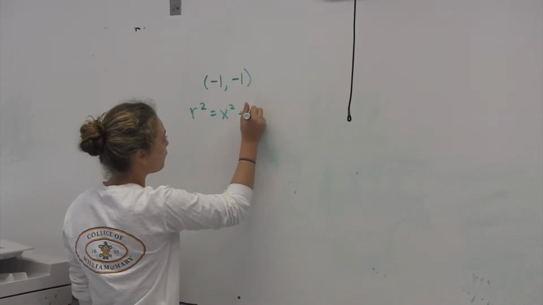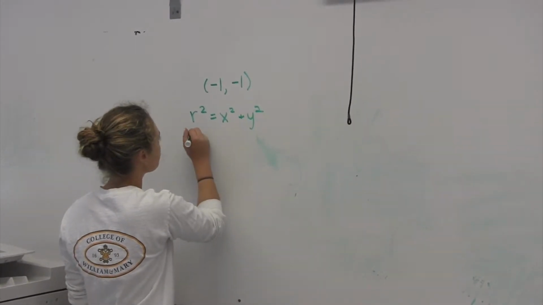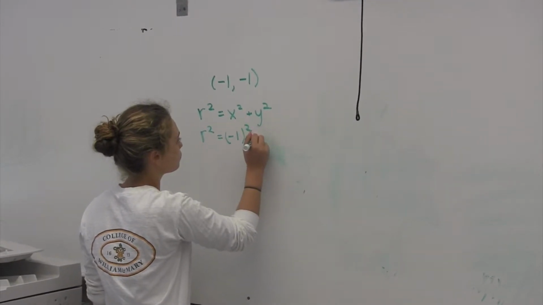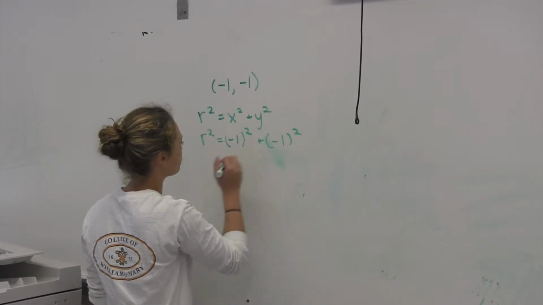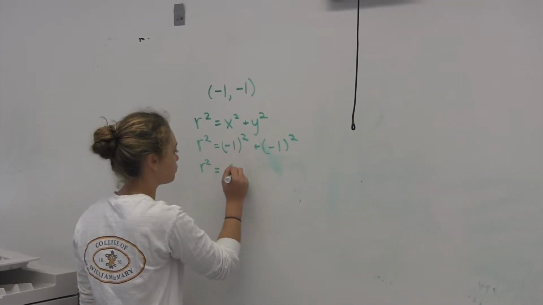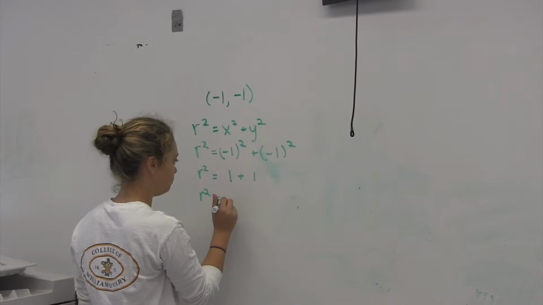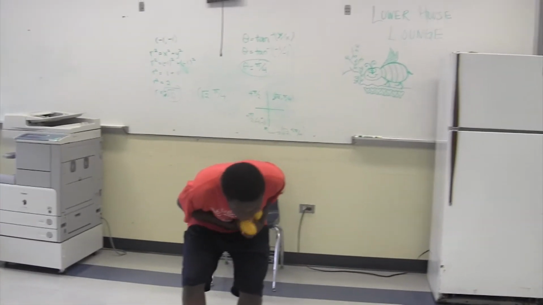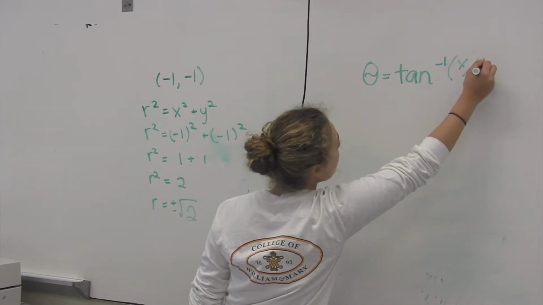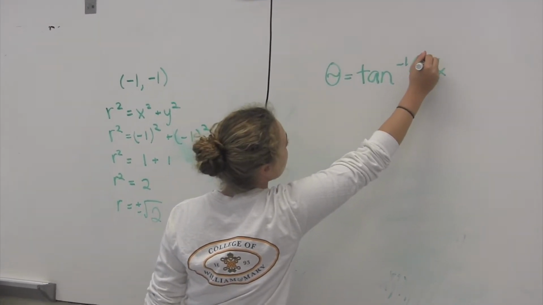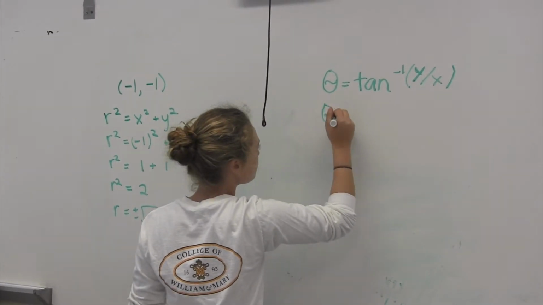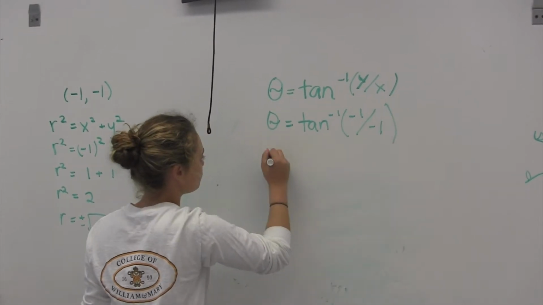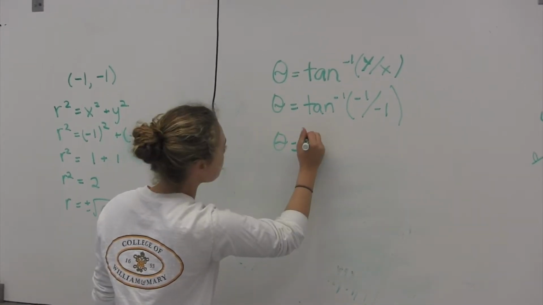So let's say our rectangular point is -1, -1. Since we need to find r, we plug in x and y into the first conversion formula. So r squared equals -1 squared plus -1 squared. Then we see that r squared equals 2, so r equals the square root of 2. Peasy lemon squeezy. Then to find theta, plug in the coordinates into the third formula. So we get theta equals the inverse tangent of -1 over -1. So theta equals the inverse tangent of 1, which equals pi over 4.